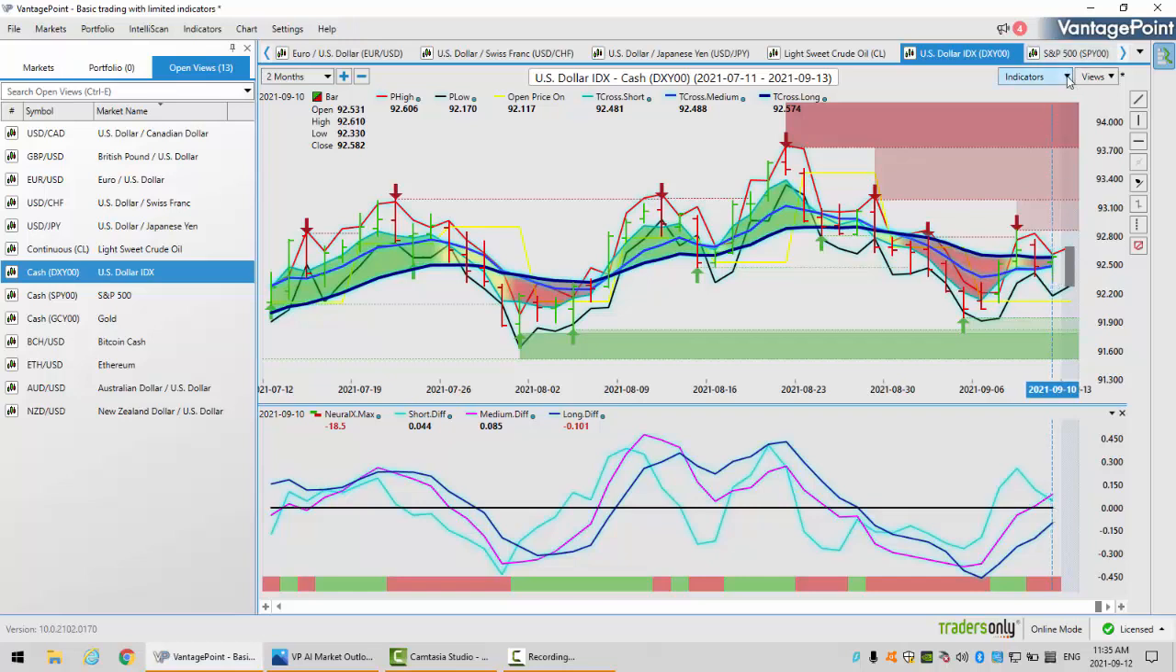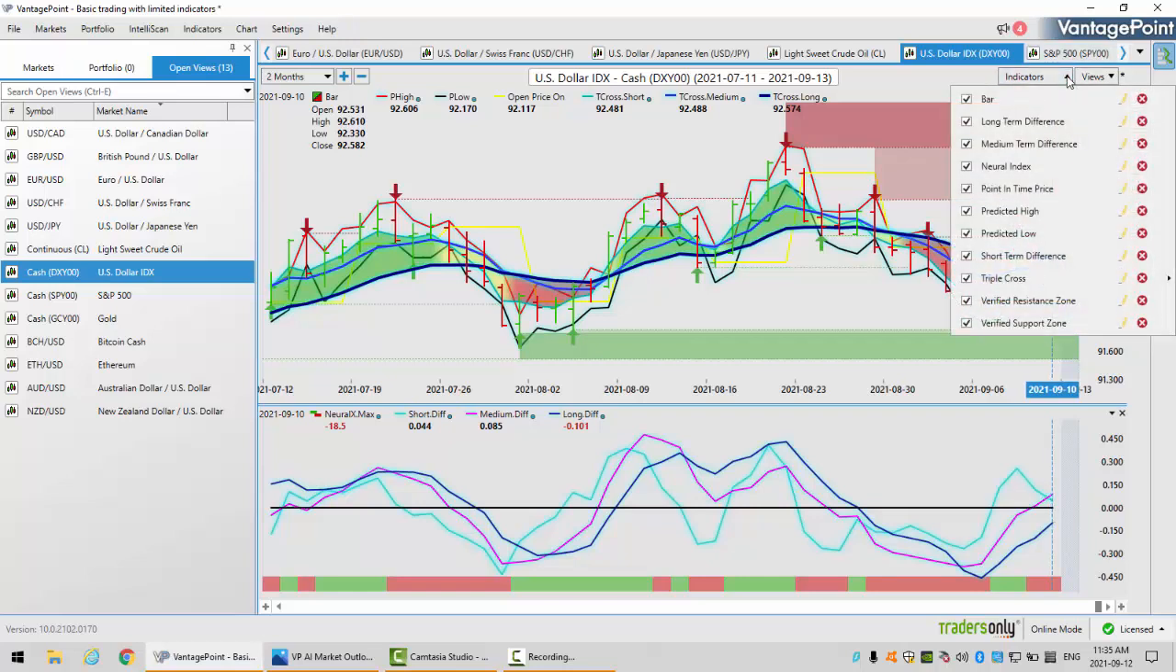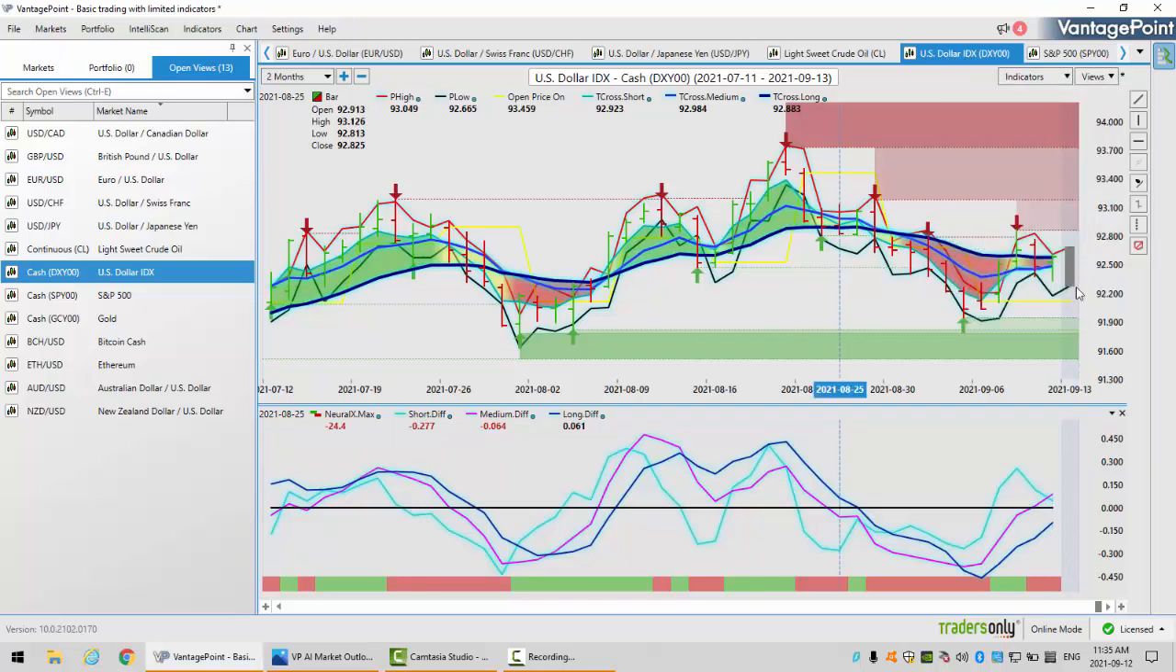But first, we're going to review the indicators we'll be using in this week's presentation. We'll be using bars, our long-term difference, our medium-term difference, our neural index, of course, the point in time where we're setting to the weekly opening price, the predicted high and predicted low, short-term predicted difference, triple cross, and of course the very important verified support and resistance zones.